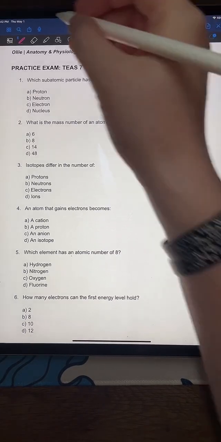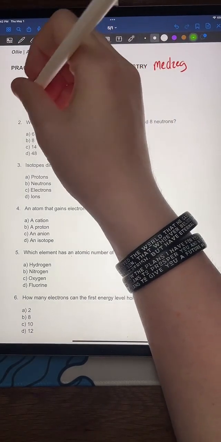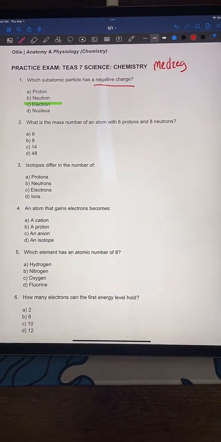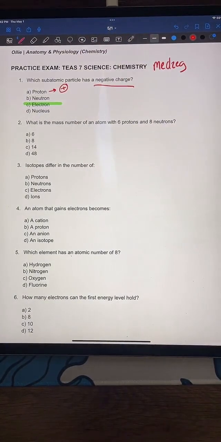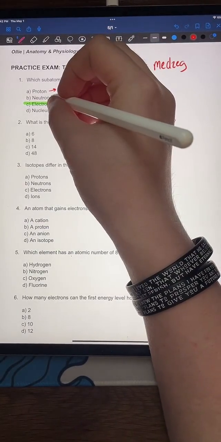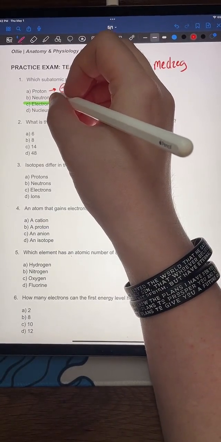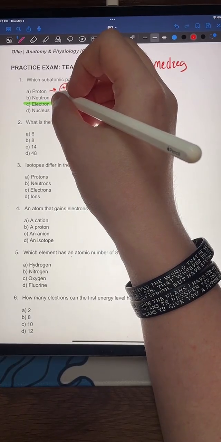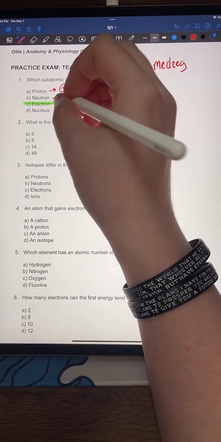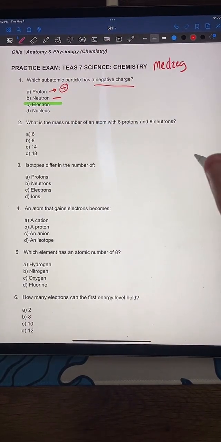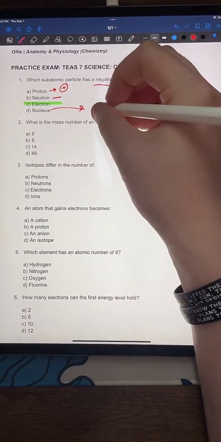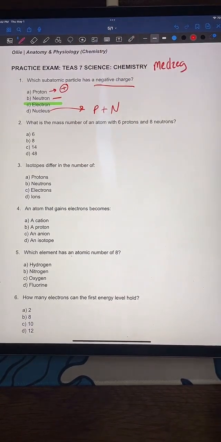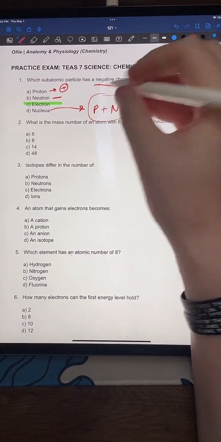Alrighty, the answer is C. It is an electron. So electrons have a negative charge and they orbit the nucleus. Protons have a positive charge. Neutrons are the subatomic particle that have no charge. And the nucleus is a structure that's made of protons and neutrons. So the nucleus is what's going to have our protons plus our neutrons, and the electrons surround it.